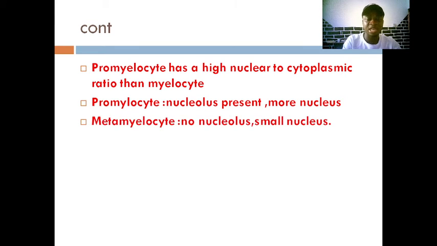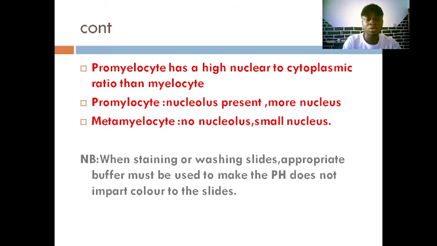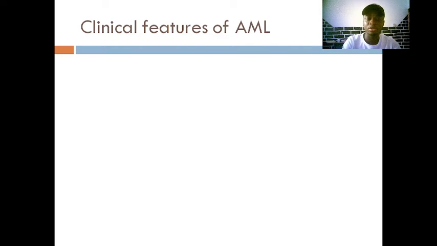And then metamyelocyte, there's no nucleolus and the nucleus is very small with high cytoplasm. So when staining or washing a slice, appropriate buffer must be used to make sure that the pH does not impart color to the slice, okay? This comes to technicalities when you are working in the lab, because if the pH is acidic, it can impart a different color to the slice, and if it is basic, the same thing. So you maintain a specific pH for the stain so that it can stain properly and make an accurate diagnosis. Very important.